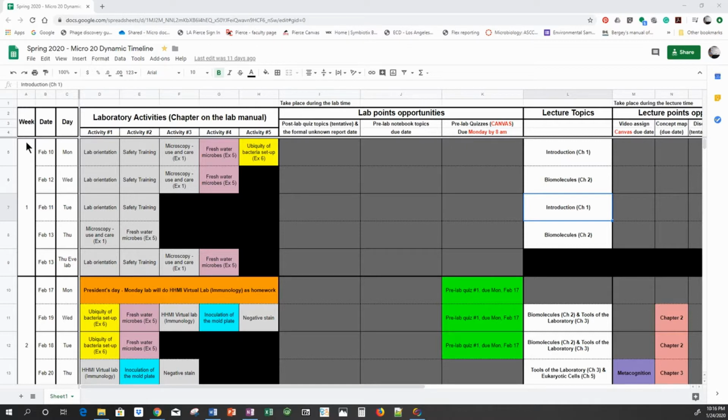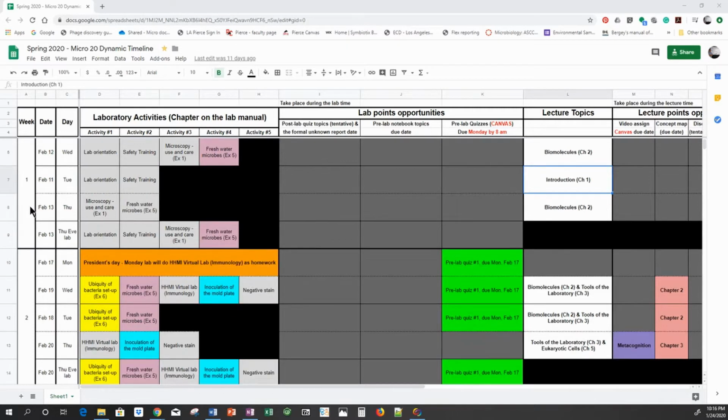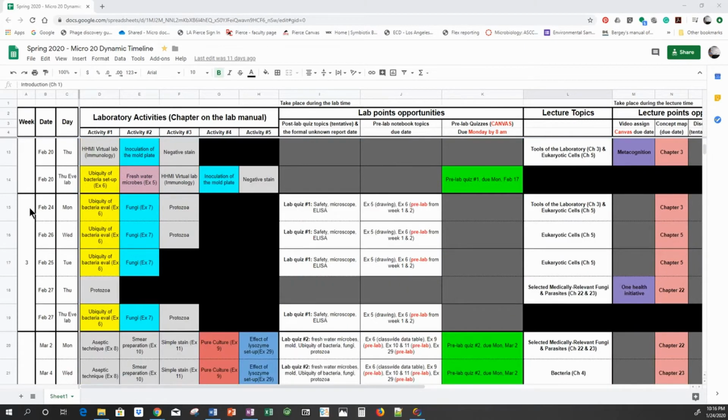On the first column, it tells you the week number, 1, which is the first week of class. And next to it, there is a date column. So this is the exact date. For example, this is the very first day of the semester. It's Monday, February 10, and that falls into week 1. And there's week 2, week 3, and so on and so forth.